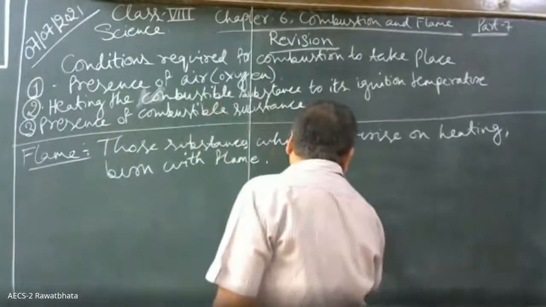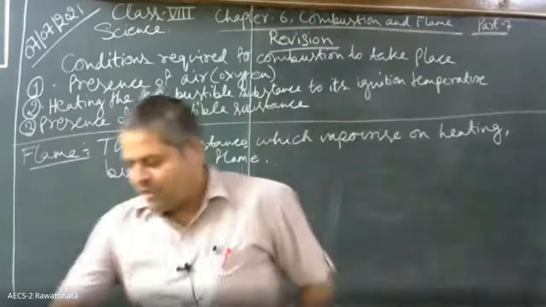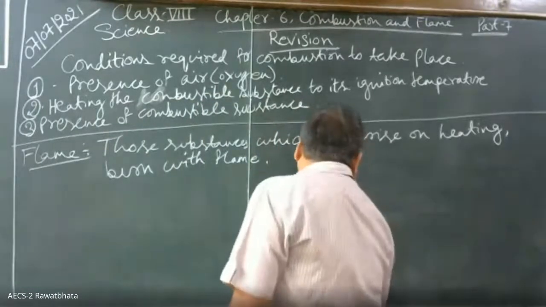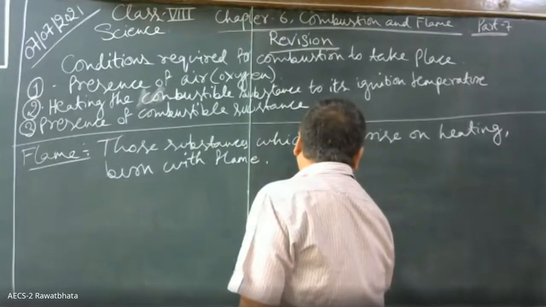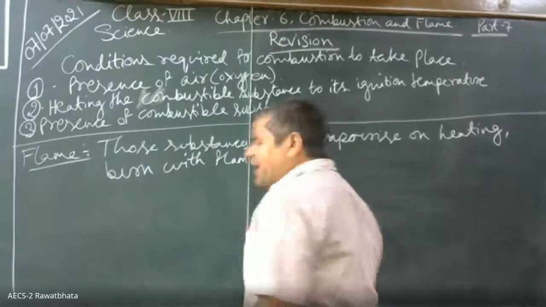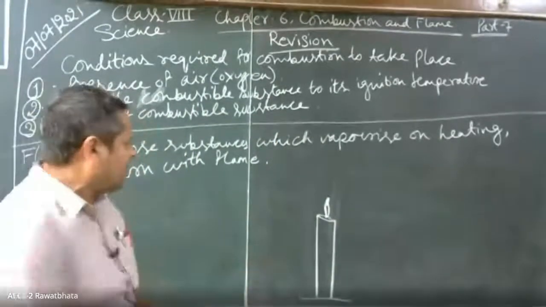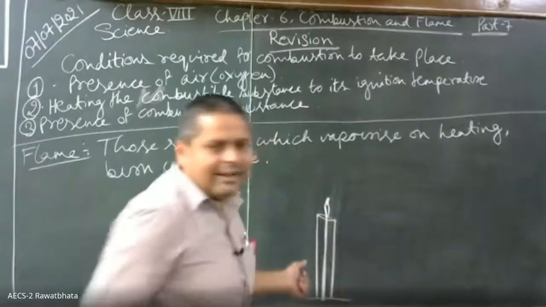Now we will see the structure of a flame. First, we have a candle like this. And this is the wick of the candle. You know what the wick of the candle is? Wick का मतलब होता है बत्ती. This is the wick of the candle, and it goes along the entire length of the candle.